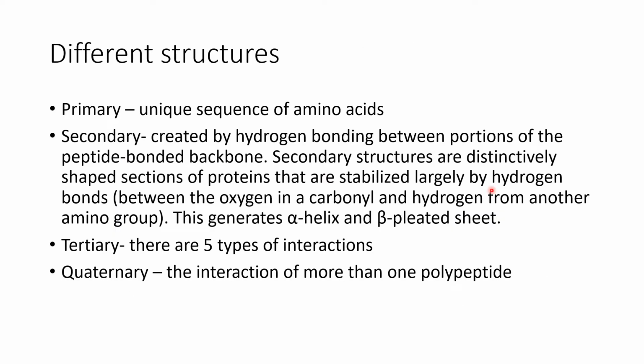So to review, in words, the primary structure is the unique sequence of amino acids that make up the protein. The secondary structure is created by hydrogen bonding between portions of the peptide bonded backbone. Secondary structures are distinctively shaped sections of proteins that are stabilized largely by hydrogen bonds between the oxygen in a carbonyl and a hydrogen from another amino group. This generates alpha helix and beta pleated sheet structures. There's the tertiary structure, and there are 5 types of interactions. We'll go through that next. And lastly, there's quaternary structure, and this is the interaction of more than one polypeptide.